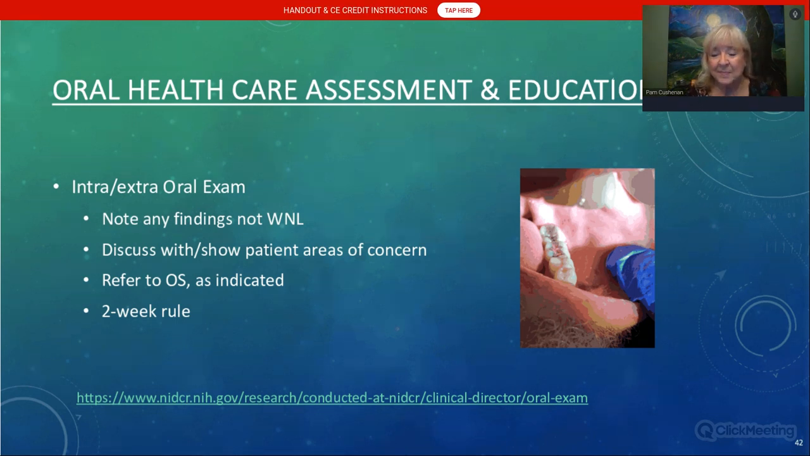The intraoral exam. I know that we're all under the clock, but this is imperative to our actual assessment of the patient. We need to make sure that we note any findings that are not within normal limits, discuss it with the patient, show areas of concern, and of course with the dentist when they are in for the exam, refer to the oral surgeon as indicated, and practice the 2-week rule.